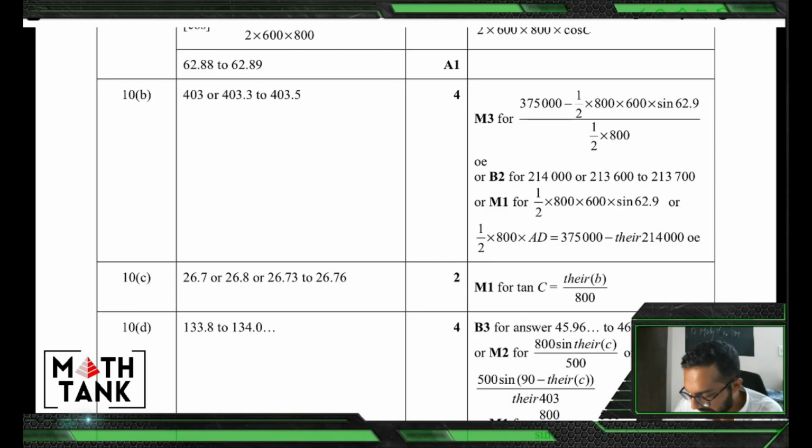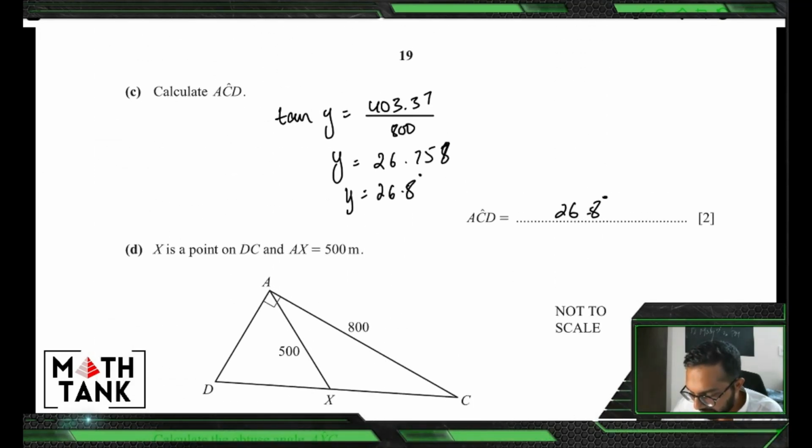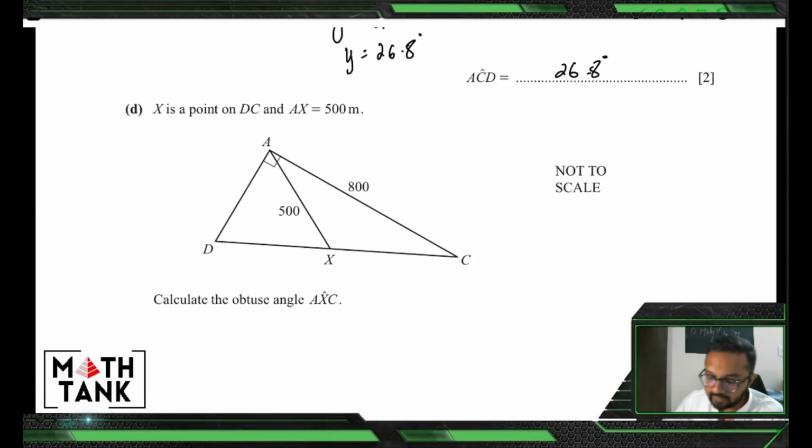26.8 degrees. Yes, is the correct answer. Then it says X is a point on DC. So I have all the other sides. Let's also write this down. It's 403.37. In case I missed that out, that angle is 26.8 degrees. It's 75.7, so I'm just going to write 76 just to be more precise.